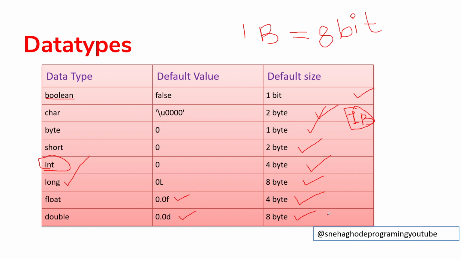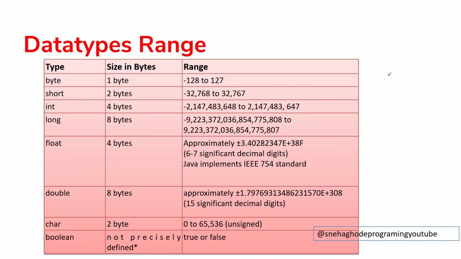Hope this is clear for everyone: what the data types are and what the default sizes of these data types are. You can note it down and revise it frequently. If anyone asks how much memory is occupied by the integer data type, you should directly say 4 bytes. Just repeat it.